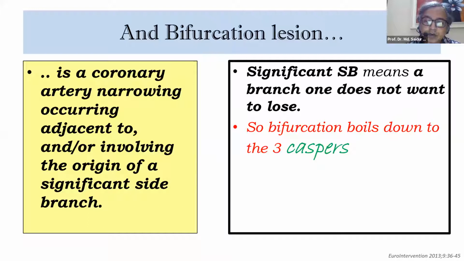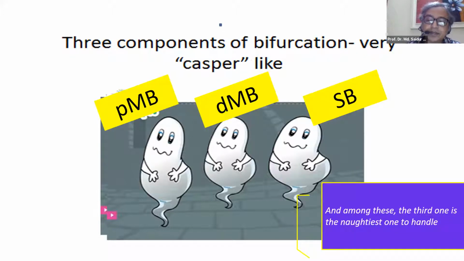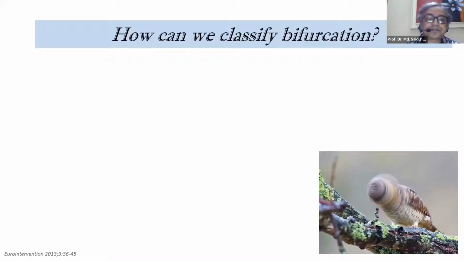So bifurcation boils down into three Caspers: the proximal MB, the distal MB, and the SB, the side branch. And the third one among them is the naughtiest one to handle.